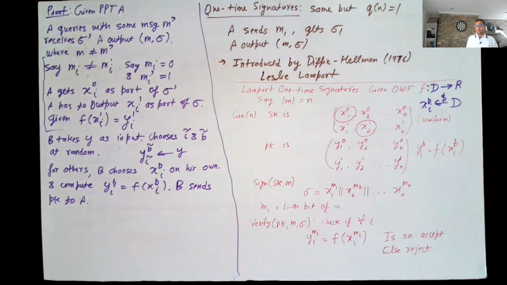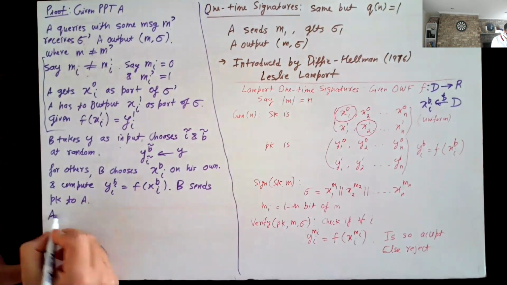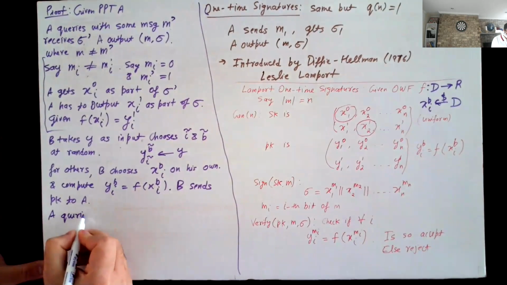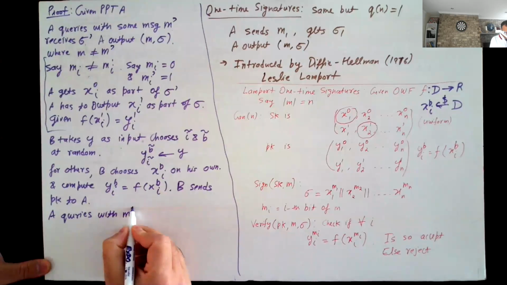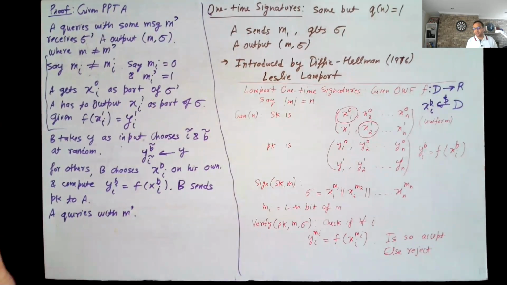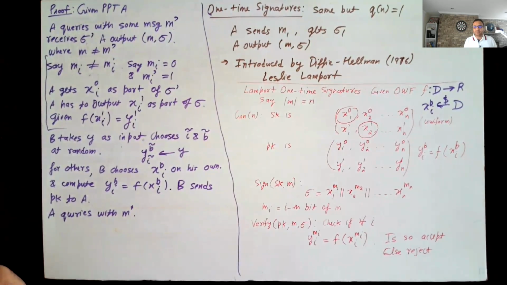Okay, now we are not done. The adversary is just not going to reply with a forgery. Adversary is going to query. So A queries with the message M prime, and now B has to respond with a signature on M prime. B might not always be able to do that. The reason for that is that B does not have the complete secret key. One of the preimages is missing.